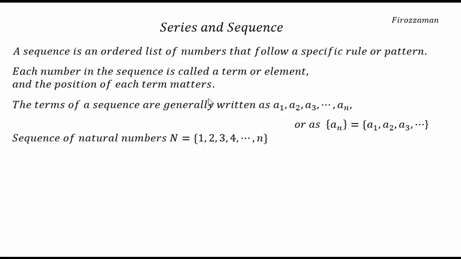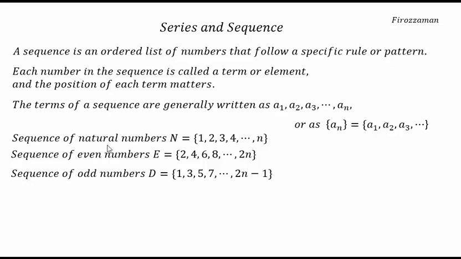So here are some common examples that we use all the time. We have the sequence of natural numbers, right? Starting with 1, 2, 3, 4, all the way up to n. And then we have the sequence of even numbers, 2, 4, 6, 8, and this is generally written as 2n. Another common example is the sequence of odd numbers, which is 1, 3, 5, 7, and this is generally written as 2n minus 1.